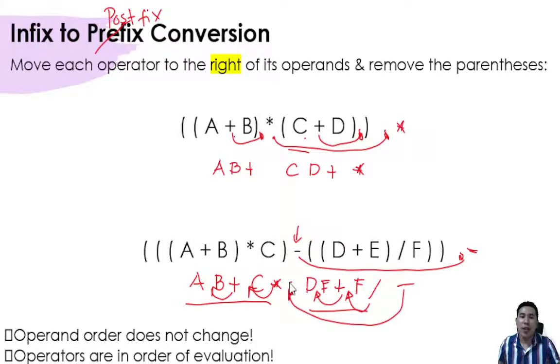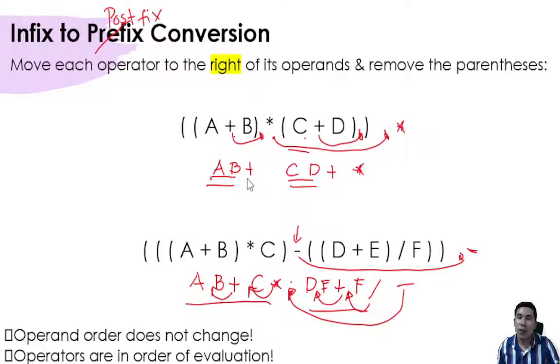Okay, that's it. So in the infix to prefix and infix to postfix, operand order does not change. Meaning if the order of your operands is A, B, C, D, it should always be that way, A, B, C, D. Only the order of operators is going to change. Operators are in order of evaluation. As I've said, it depends on the order of evaluation. That is how you convert your notation from infix to prefix.